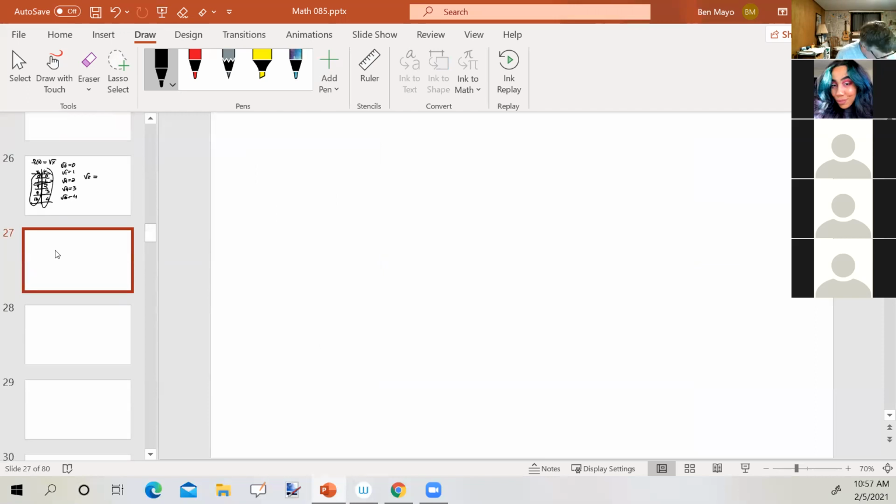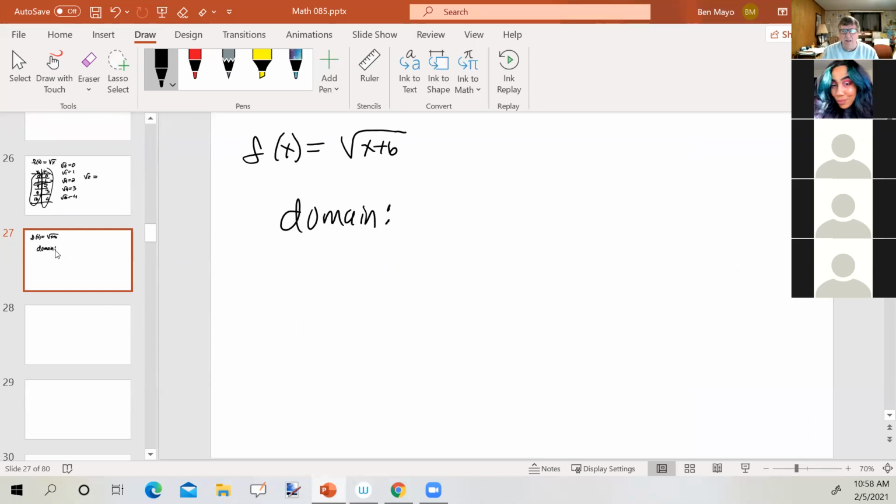Let's say we've got f of x equals the square root of x plus 6, and I want to know what the domain is. Again, you can't take an even root of a negative number. So we're taking the second root. That means that the radicand, the stuff inside the radical, can't be negative.